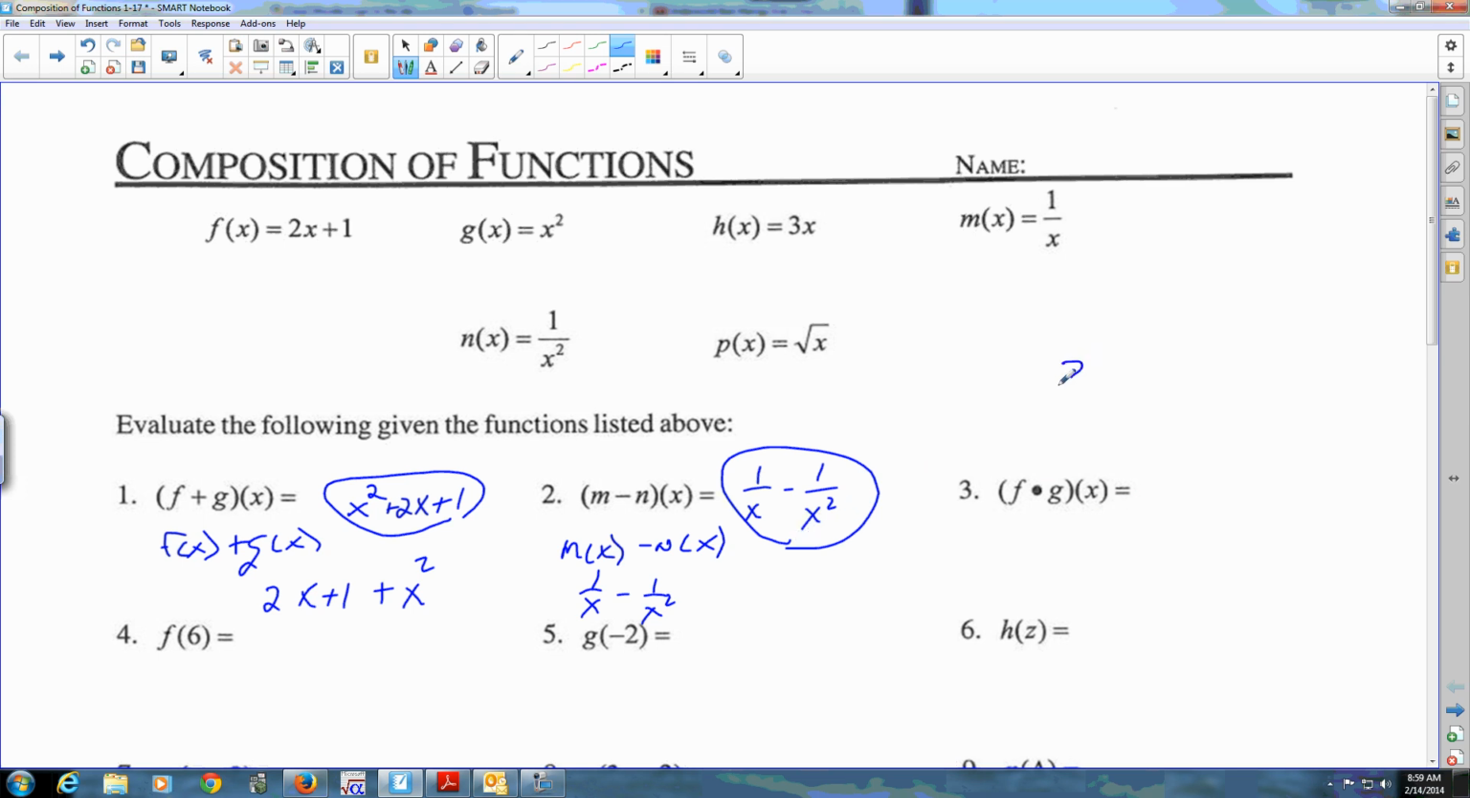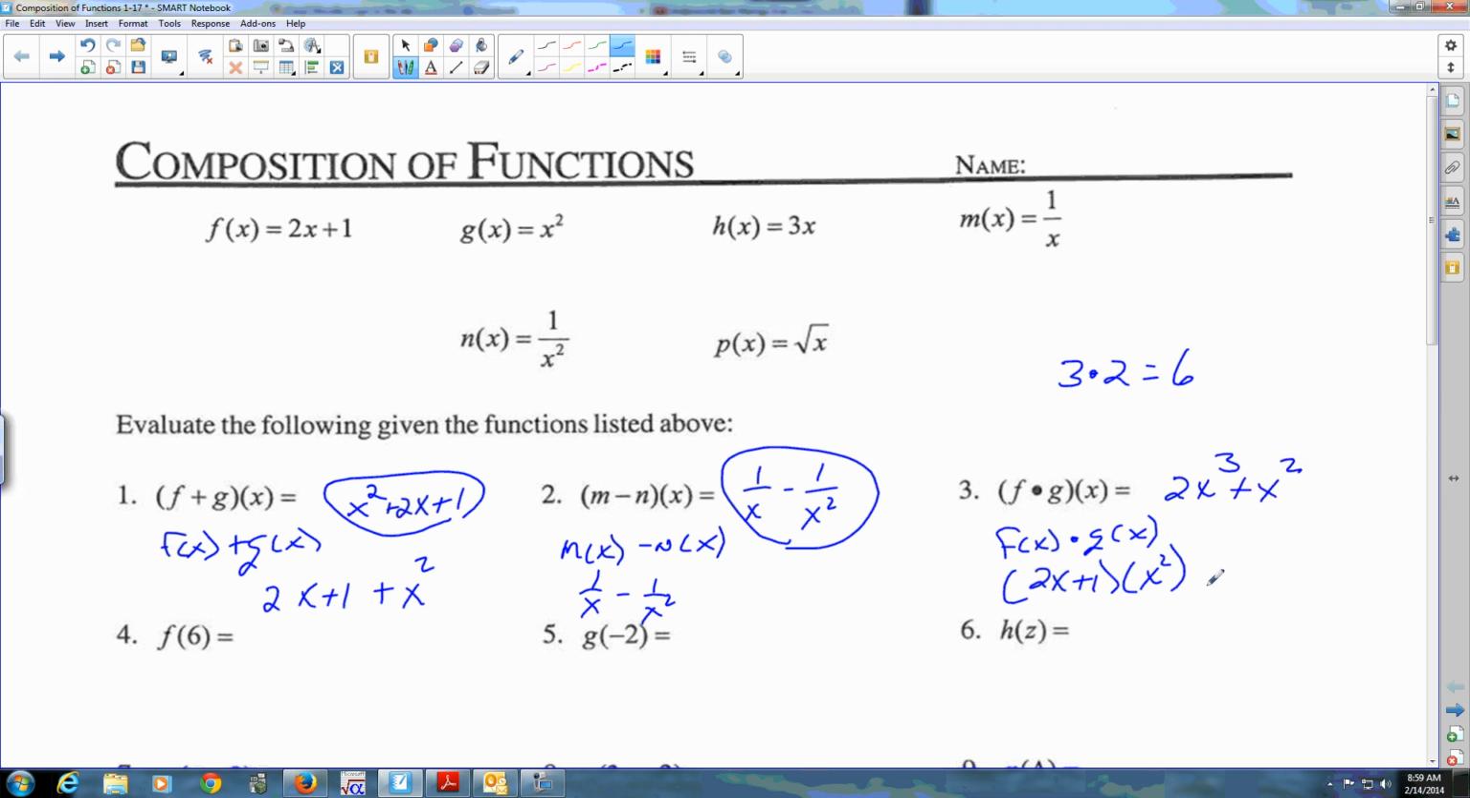Closed circle, like 3 closed circle 2, means multiply, right? So that means f of x times g of x. So you just multiply f of x times g of x. So f of x is 2x plus 1 times g of x, which is x squared. So you just distribute this through, and you get 2x cubed plus x squared. You're just distributing this in.